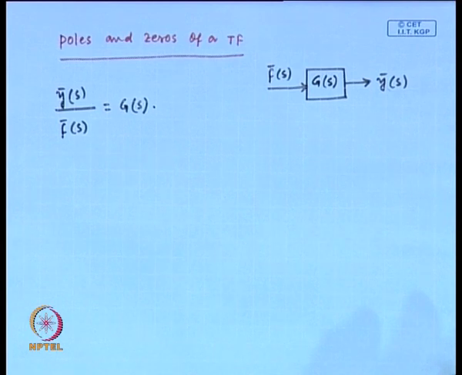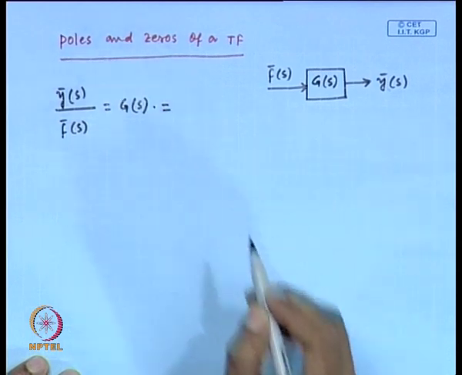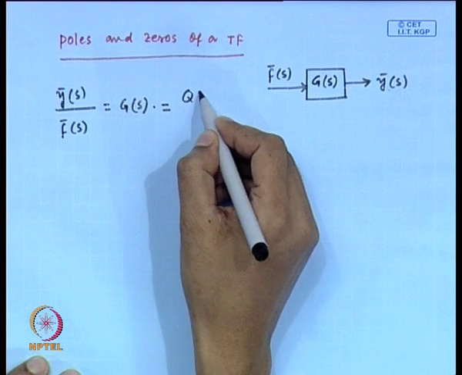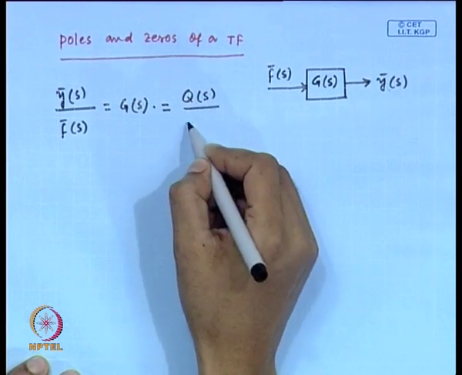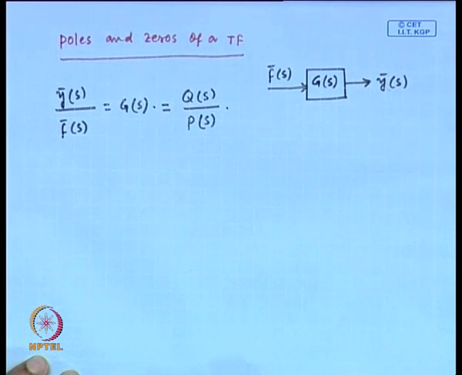Now, this transfer function is actually the ratio of two polynomials. The transfer function G(s) may be the ratio of two polynomials. One polynomial is Q(s), another polynomial is P(s). Fine.